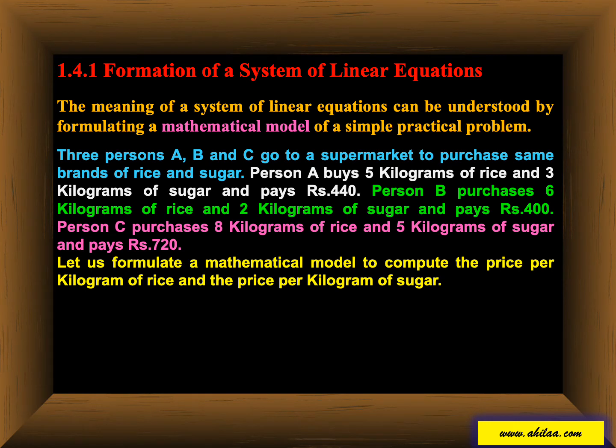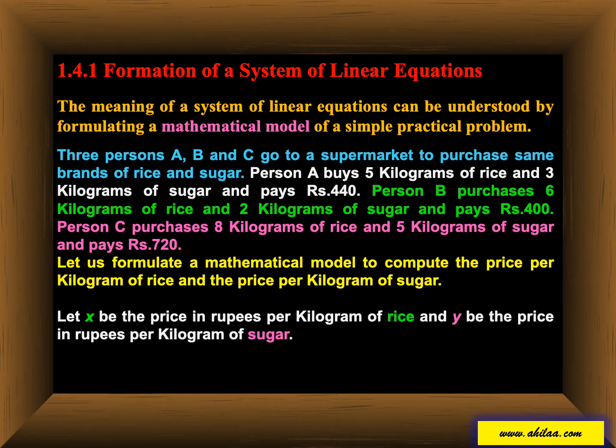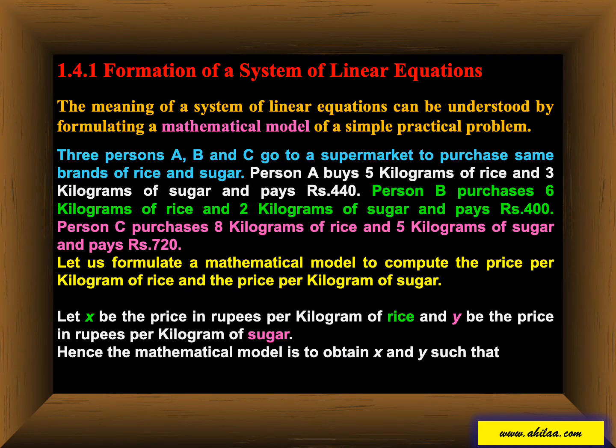Let us formulate a mathematical model to compute the price per kilogram of rice and the price per kilogram of sugar. Let x be the price in rupees per kilogram of rice and y be the price in rupees per kilogram of sugar. Hence, the mathematical model is to obtain x and y such that 5x + 3y = 440, 6x + 2y = 400, 8x + 5y = 720. Similarly, any real life problem can be converted to a mathematical model.